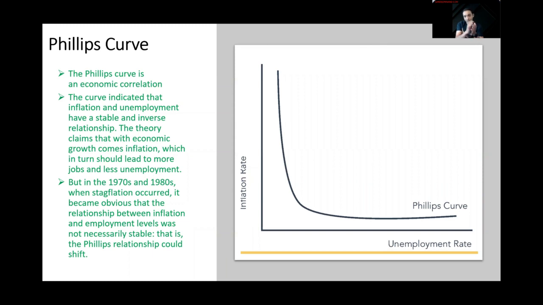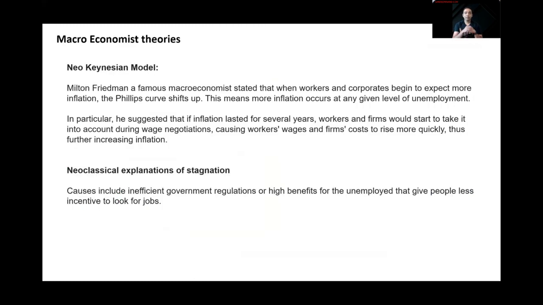That the Phillips curve itself could shift. That's what was arrived at the end of the 1970s. Now, we also need to understand the macroeconomic theories that exist out there post 1970s stagflation. It's called the Neo-Keynesian Model or New Keynesian Model.